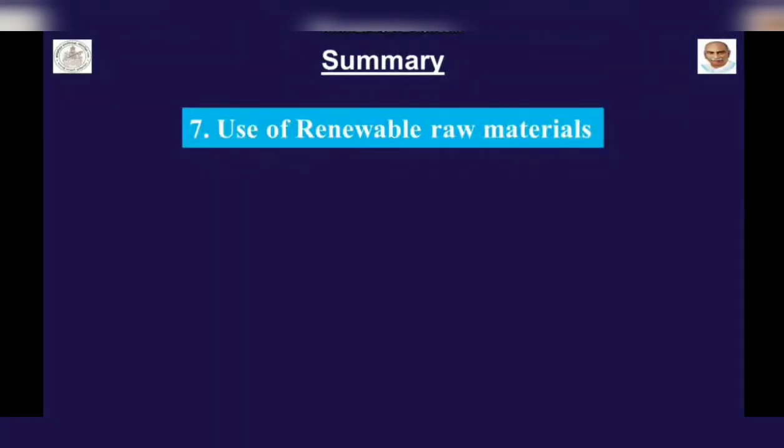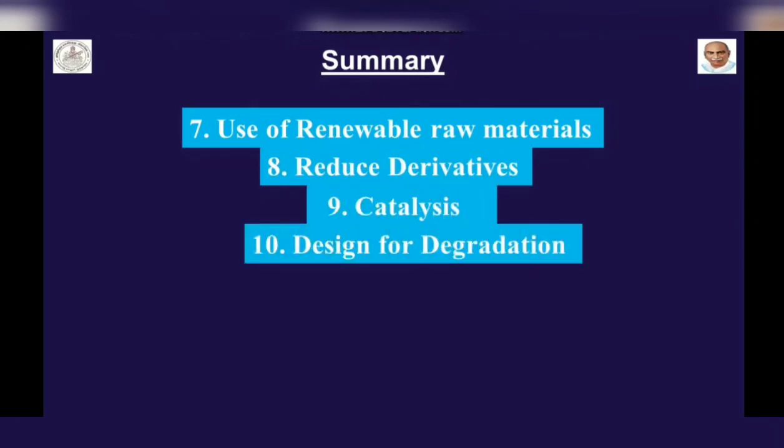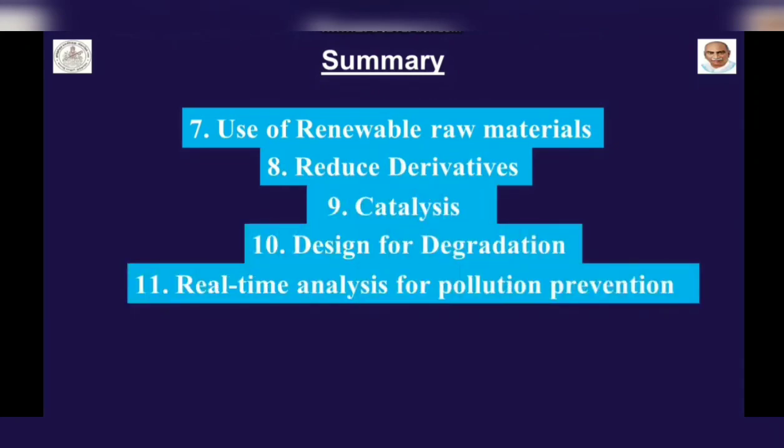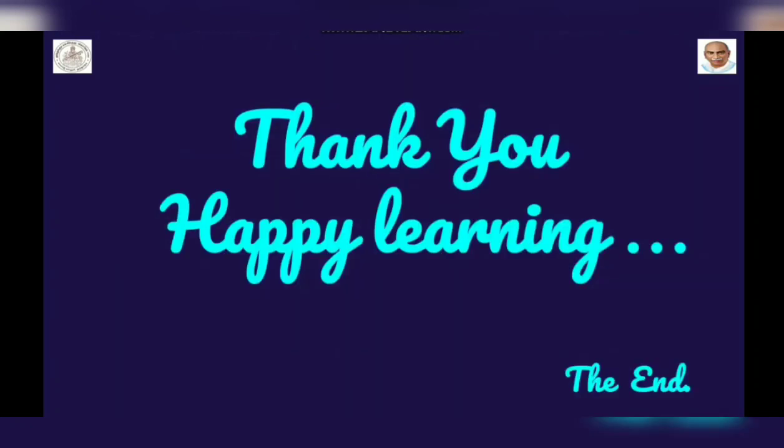Now we are going to list out the principles that we have seen so far. Use of renewable raw materials, reduce derivatives, catalysis, design for degradation, real-time analysis for pollution prevention, and avoid chemical accidents. We will see in the next video with a different topic.